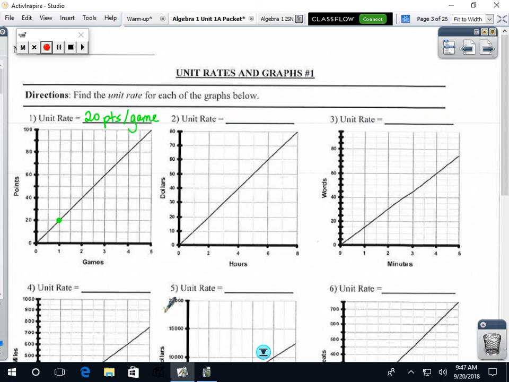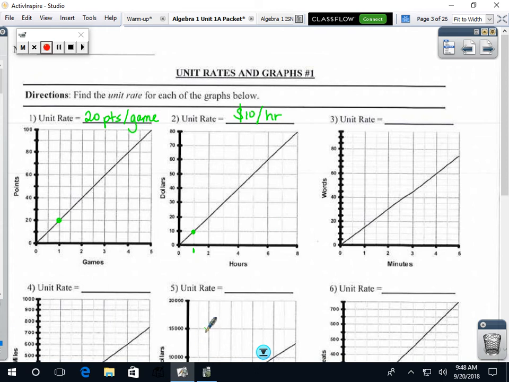All right, number 2, for this one, are we able to pick a point with an x value of 1? Yes, even though it's not numbered, we know that 1 would be right there, and its corresponding y value is 10. So that's $10 per hour.